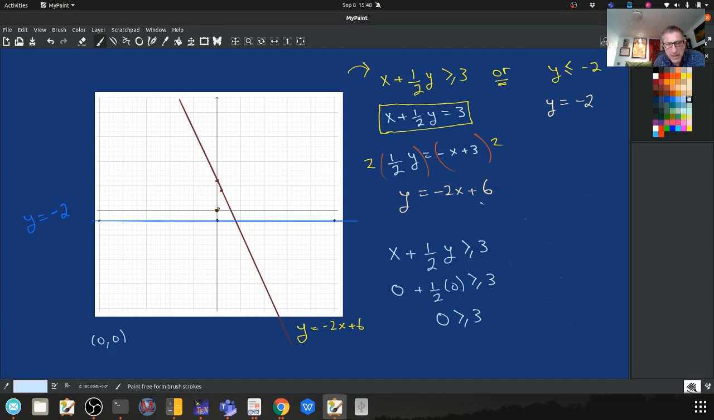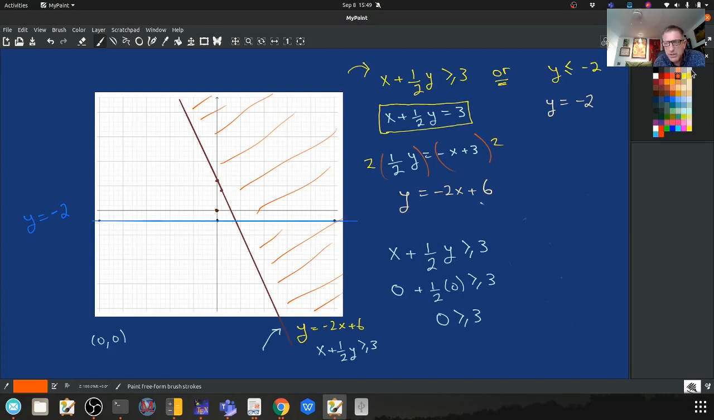So that means, remember we're dealing with this line right here, because this equation for the line was derived from x plus 1/2 y is greater than or equal to 3. So that means the area that makes this inequality true is all of this over here, this side of that dark brown line.